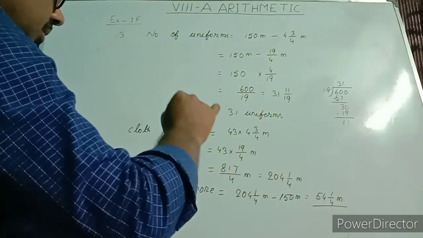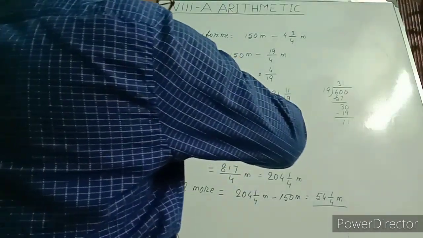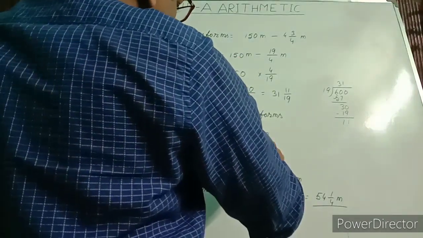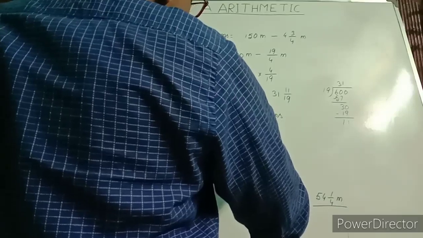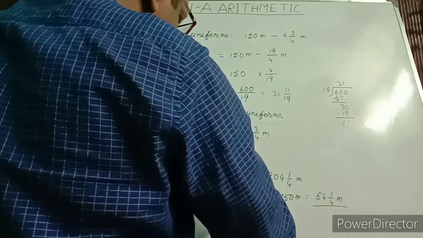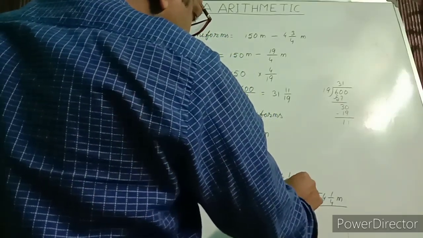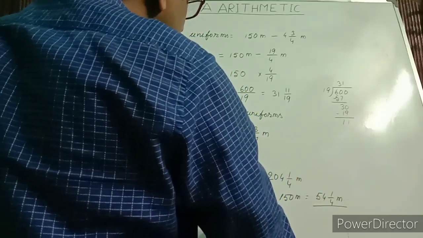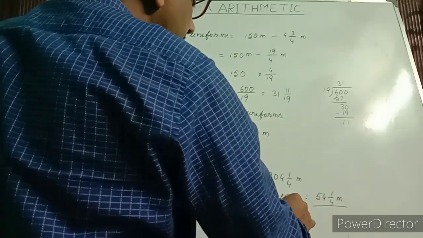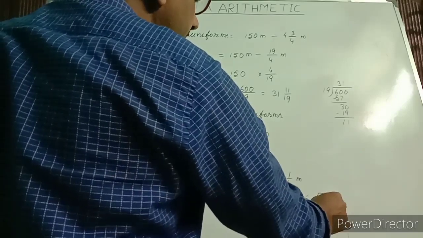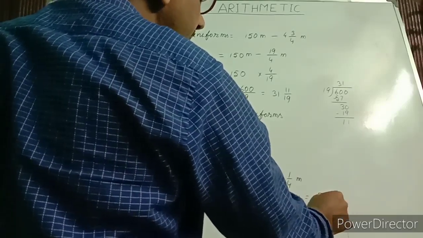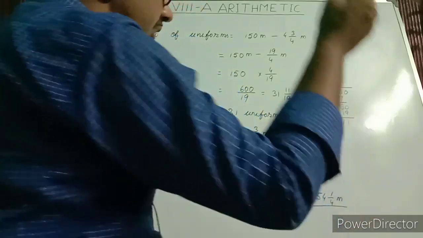Now total cloth required is 43 students into cloth needed for one uniform, 4 and 3 by 4. These two are multiplied and we got 204 and 1 by 4 meter. So more cloth needed equals 204 and 1 by 4 minus 150 meter, equal to 54 and 1 by 4 meter. In the answer it is given 54.25 meter. Both answers are the same.